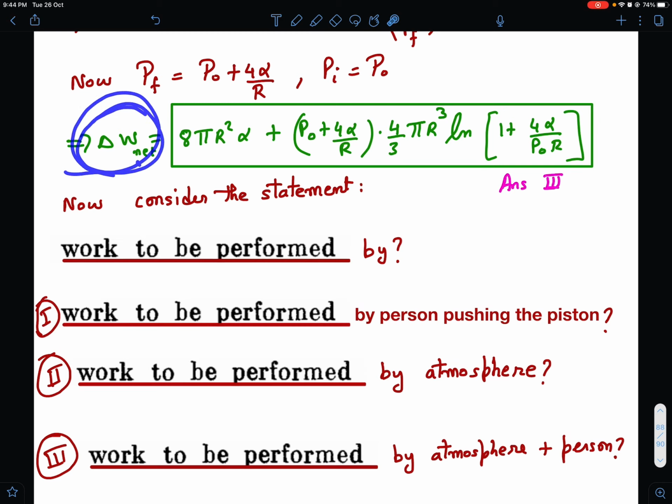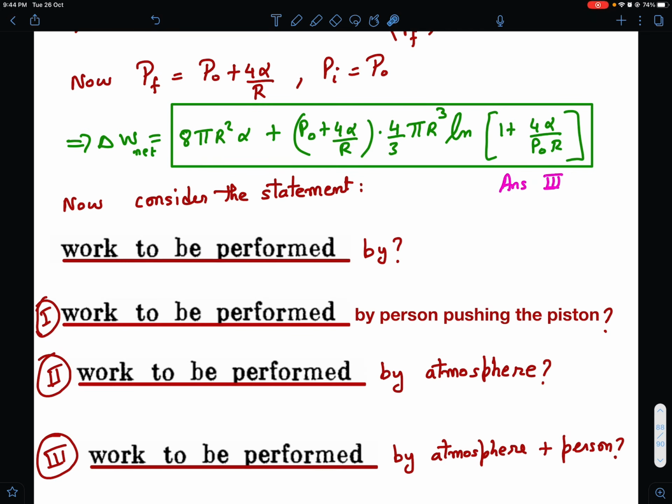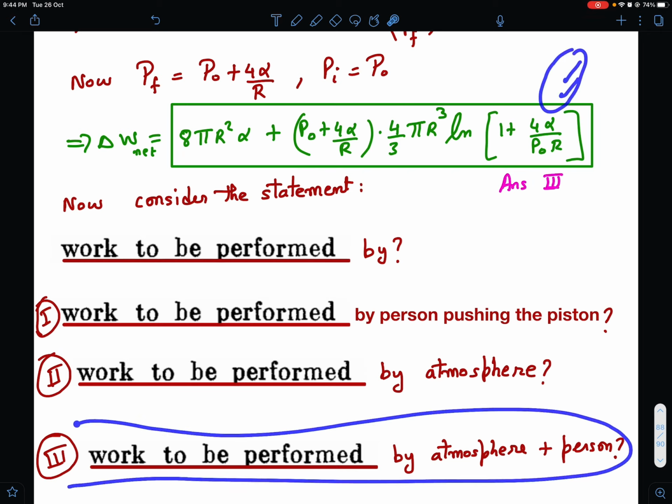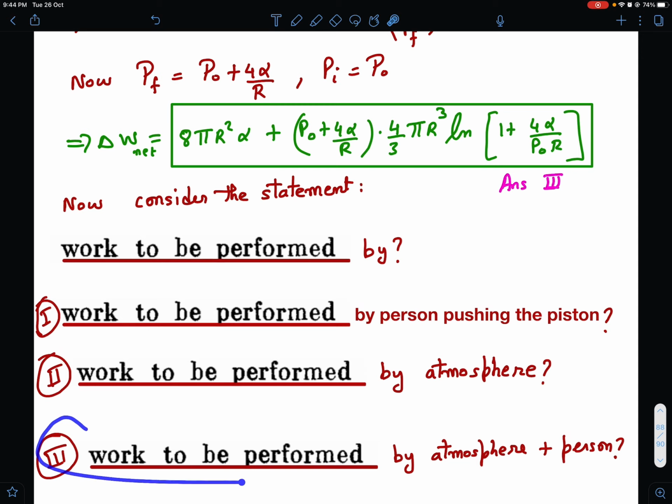So the work that I have found is the total work: the net work done on the system by the atmosphere plus the work done by the pushing force, okay. That's what I have got by consideration of thermodynamics of this. So this is the answer. This is the third interpretation, which matches the answer given in Irodov, okay. So this is equivalent to the answer that's given in Irodov, and that's according to the third interpretation.